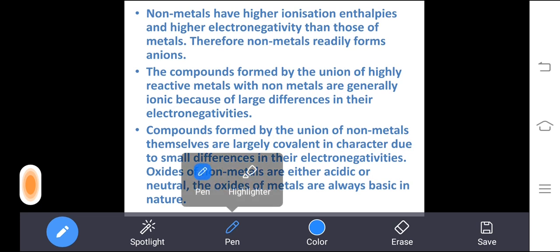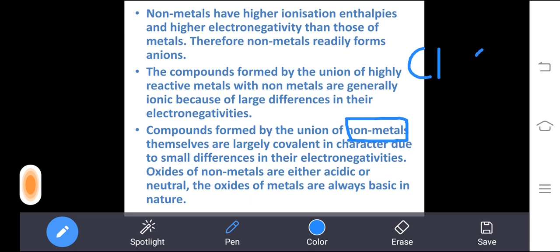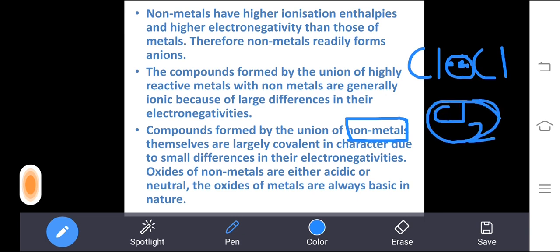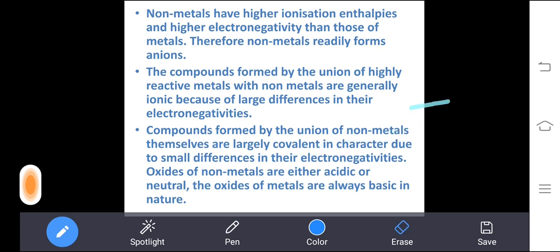Compounds formed by the union of non-metals themselves, for example chlorine. If we take two chlorine atoms, they are non-metals. When they combine together, they are not going to lose or gain electrons. Instead, they will share the electrons. The sharing of electrons leads to the formation of Cl2. Here the bond will be covalent in character. This happens due to the small difference in electronegativity.